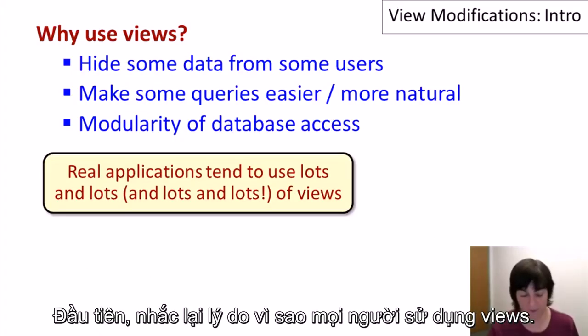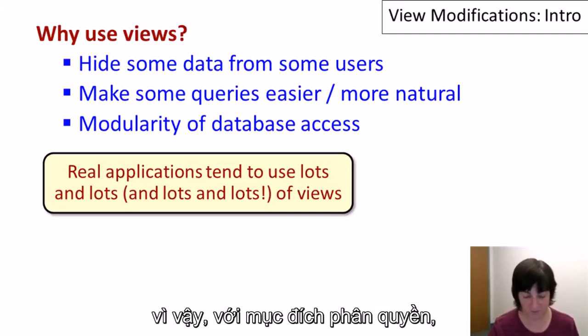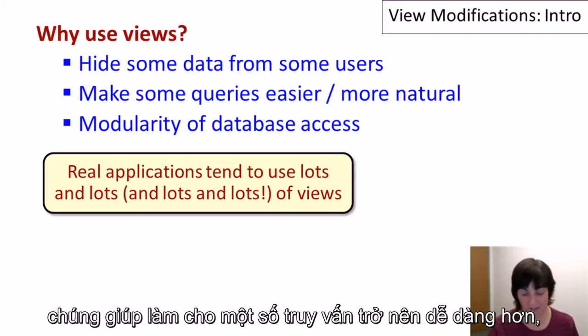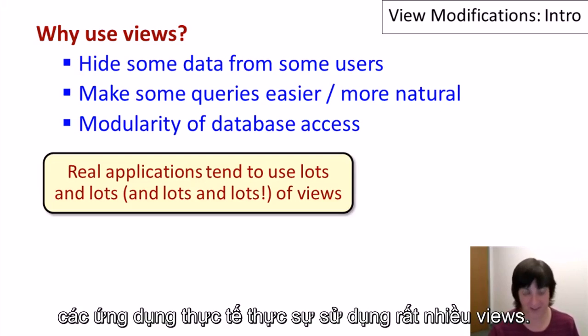First, a reminder of why people use views. They use them to hide data from some users, so for authorization purposes. They make some queries easier. They help you modularize your database applications. And as I've said several times, real applications do use lots and lots of views.